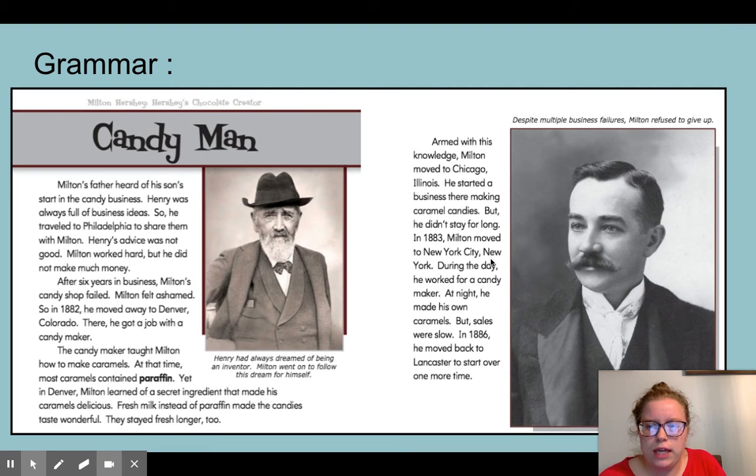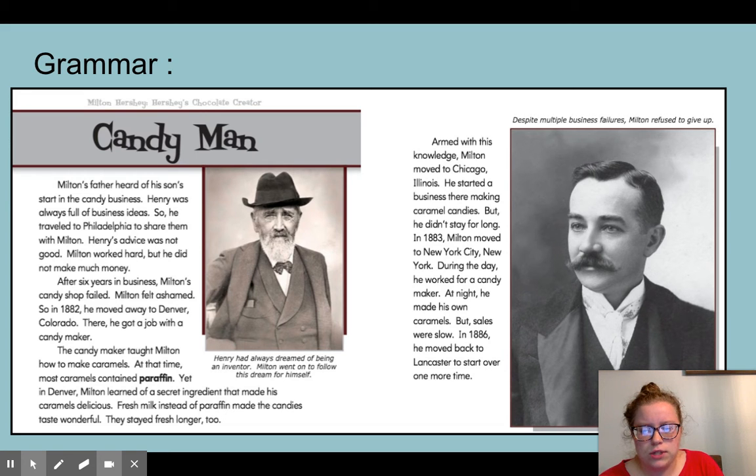This article is called Candyman. Milton's father heard of his son's start in the candy business. Henry was always full of business ideas, so he traveled to Philadelphia to share them with Milton. Henry's advice was not good. Milton worked hard, but he did not make much money. After 6 years in the business, Milton's candy shop failed. Milton felt ashamed. So in 1882, he moved away to Denver, Colorado. There, he got a job with a candy maker. The candy maker taught Milton how to make caramels.